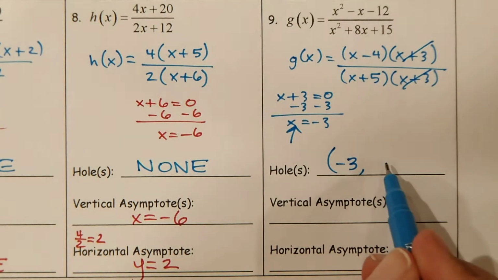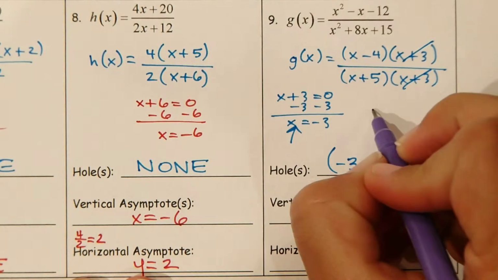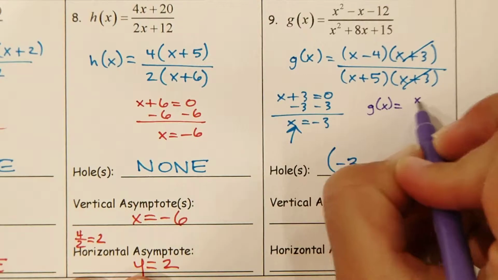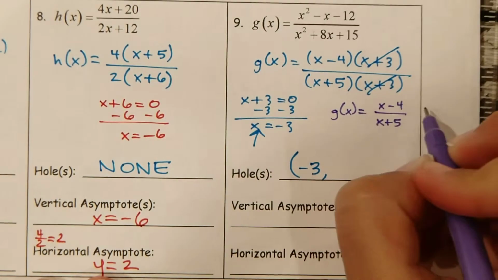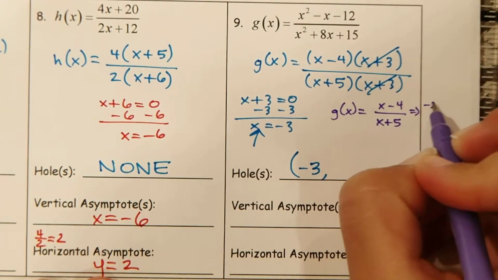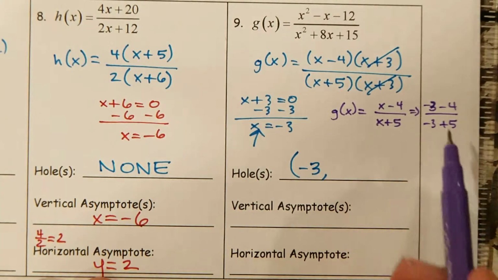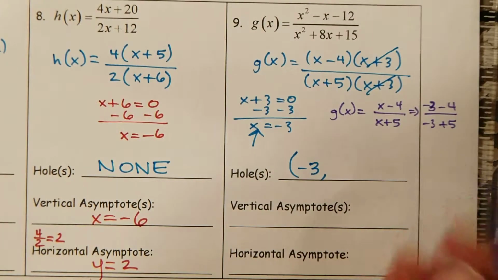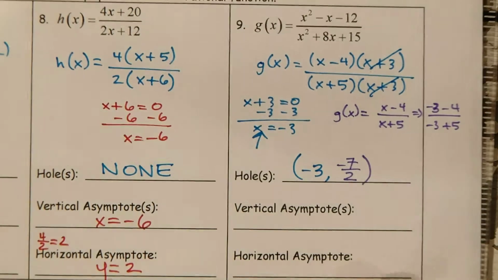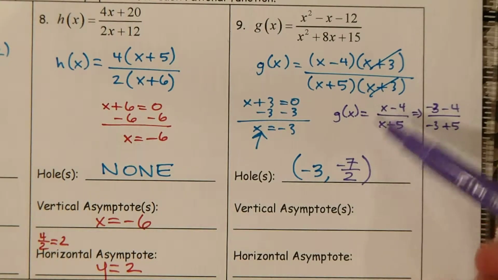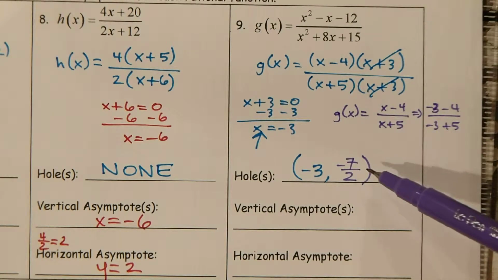Now what we have to do to find the y coordinate is plug this value back into the remaining function. So our remaining function is g of x equals x minus 4 over x plus 5. So I'm going to put in negative 3, so we'll evaluate this at x equals negative 3. And this will give us negative 7 over positive 2. So the hole is going to be at that point. The x-coordinate is where it's canceled. Plug in the x-coordinate to the remaining function. Evaluate at that point. That gives you the y-coordinate.